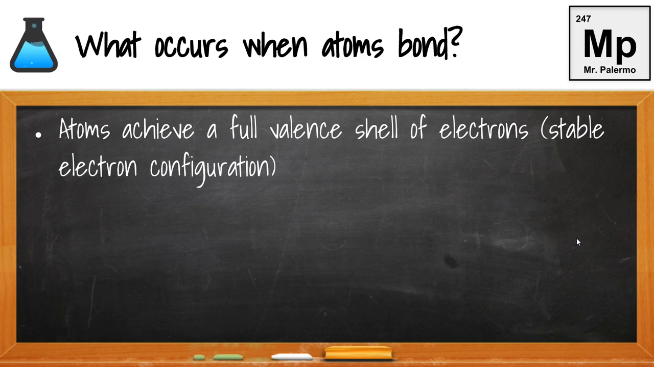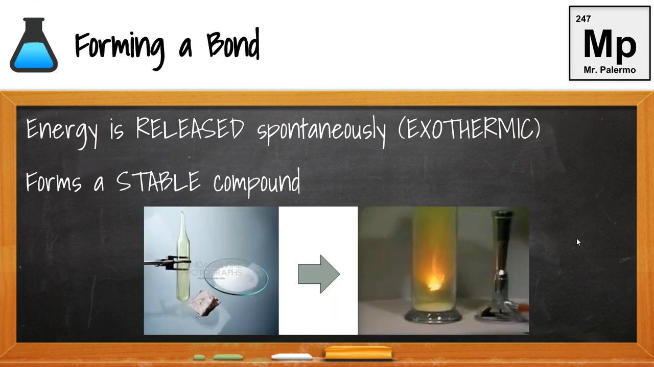So what occurs when an atom forms a bond? Well, atoms achieve a full valence shell of electrons, that stable electron configuration, when they form a bond, either by sharing electrons or by transferring electrons. So when a bond is formed, energy is released spontaneously. And actually the word we use is exothermic. Exo meaning exit and therm meaning heat. So it's giving off heat. And when a bond is formed, we form a stable compound.